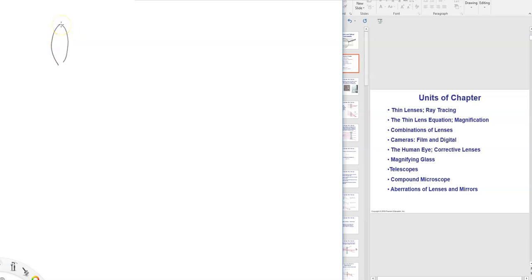One with this shape, a piece of glass made into two parts of two circles joined together. This shape, the one bulging outwards, is called convex. This is actually double convex. The one bending inwards is called concave.